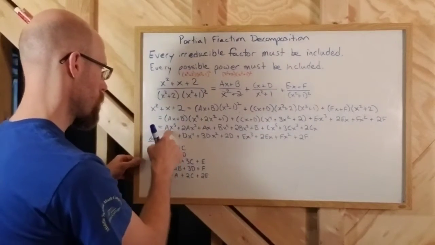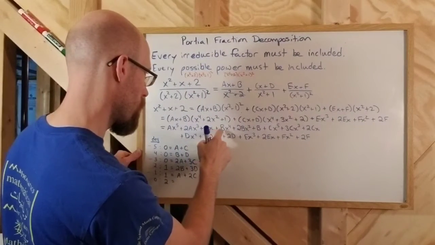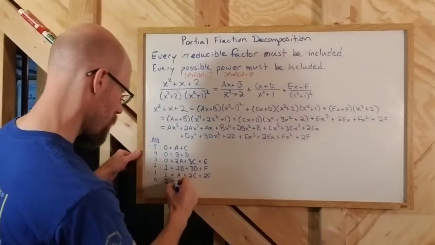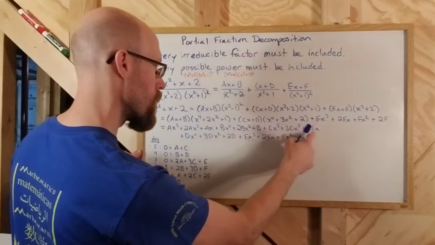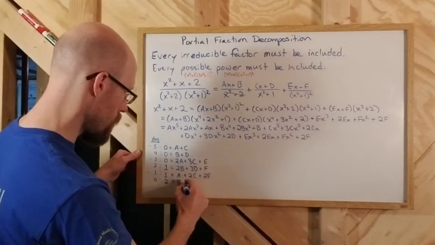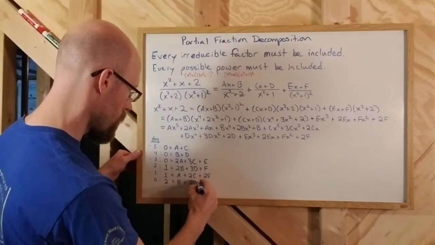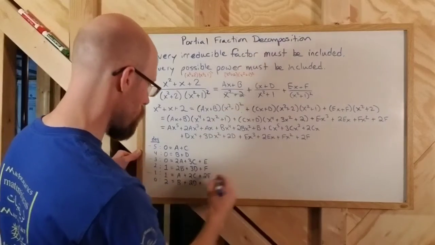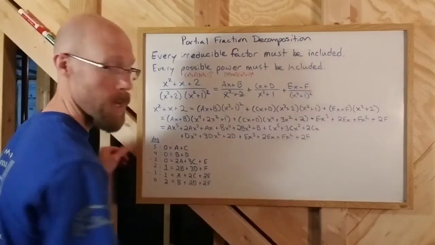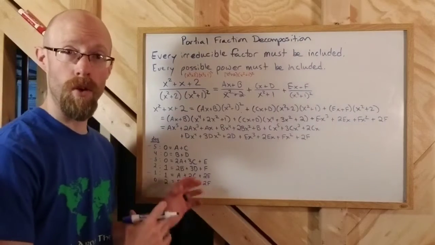equals constant, a b, I have a 2d, and I have a 2f hanging out there on the end, okay? Now this looks horrible, right?